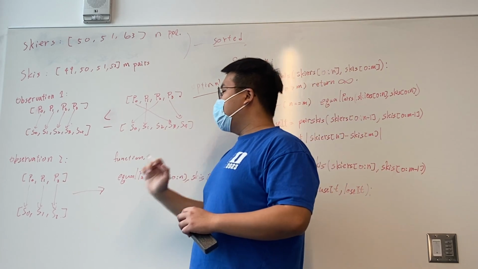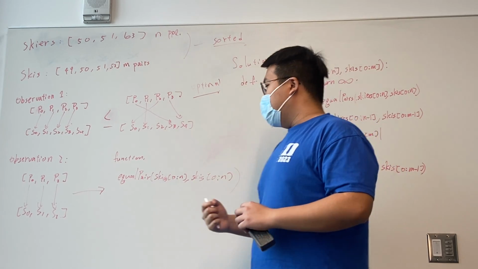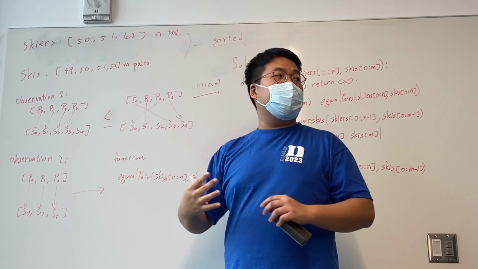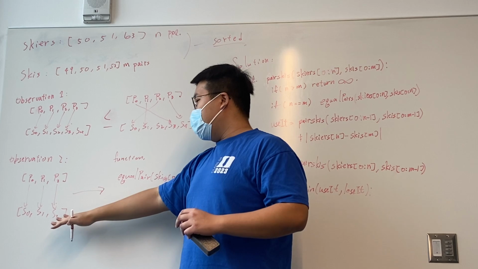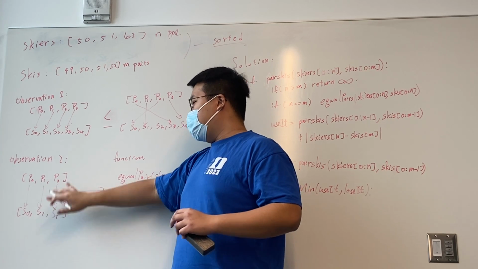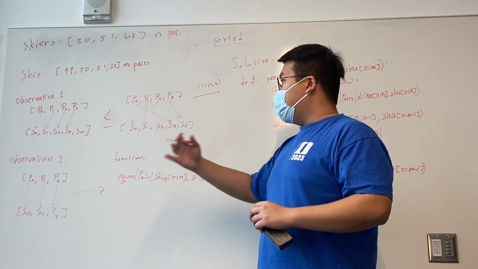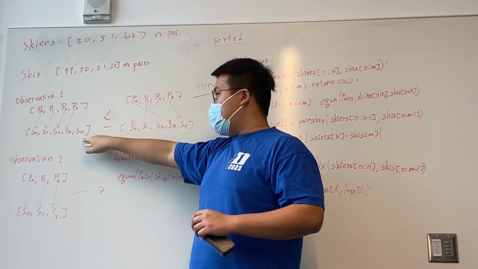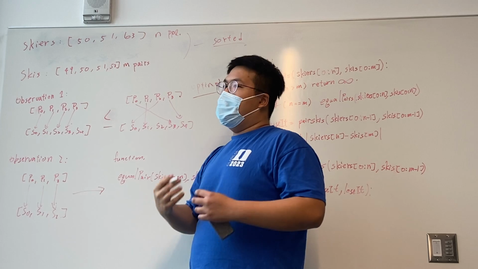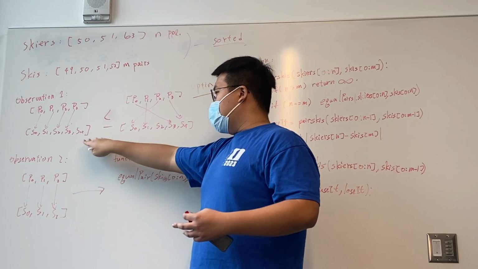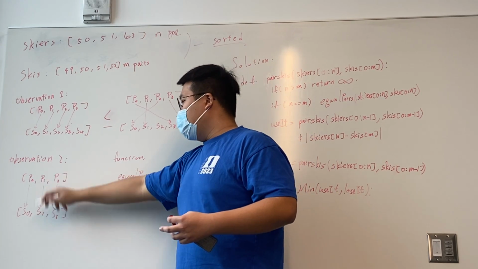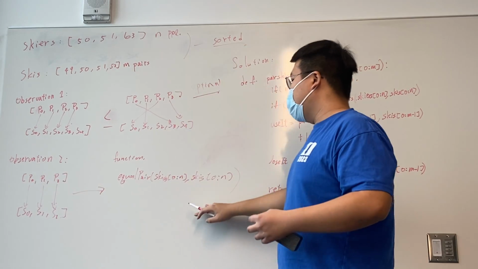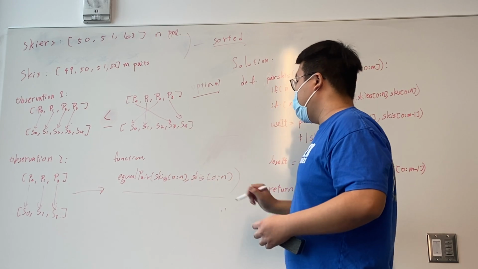And observation 2 is based on observation 1. Suppose we have n skis with n skiers, and this can result in this graph here. From observation 1, we know that this way of distributing is also an optimal solution. So we can just distribute like this, and this is also an optimal solution. And this leads to this function here.